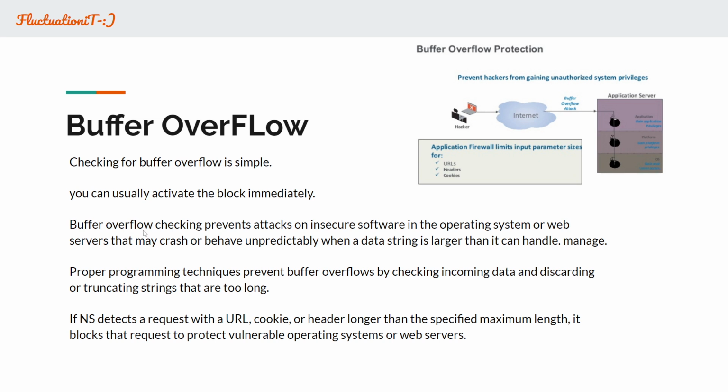So buffer overflow checking prevents attacks on insecure software in the operating system or web server that may crash or behave unpredictably when a data string is larger than it can handle. Proper programming techniques prevent buffer overflow by checking incoming data and discarding or truncating strings that are too long. So if NetScaler detects a request, a URL or cookie, that is longer than the specified maximum length, it blocks that request to protect the vulnerable operating system of a web server.